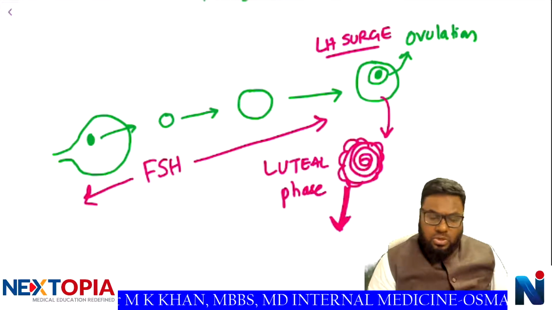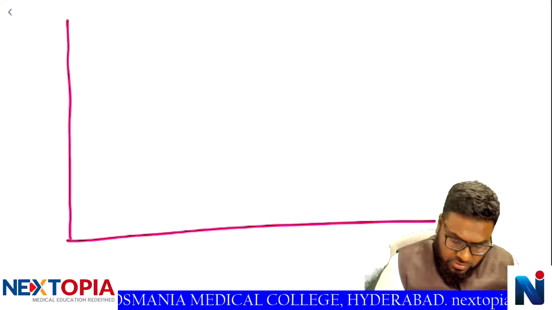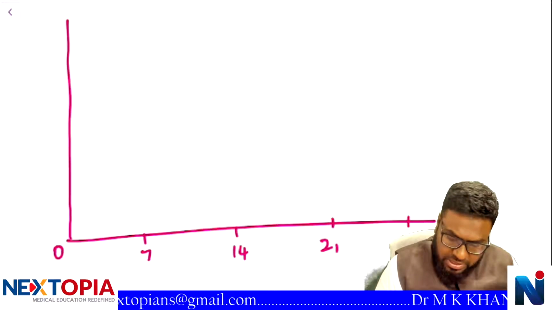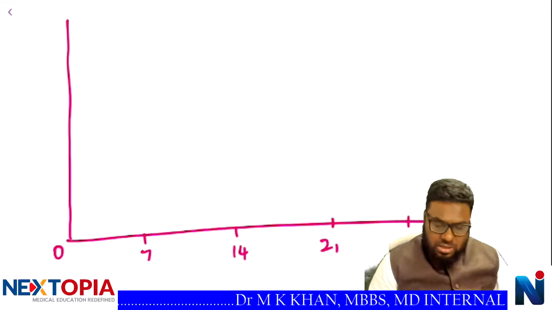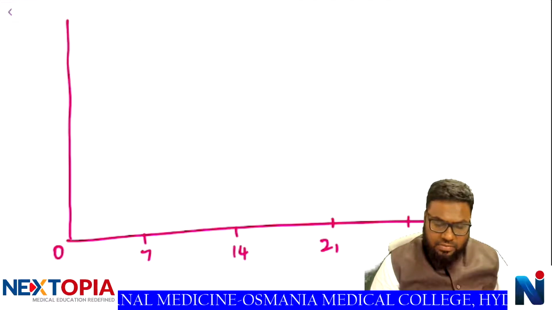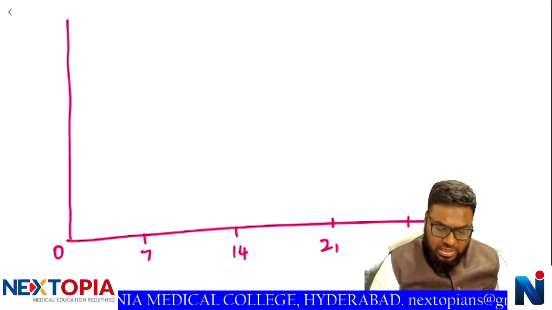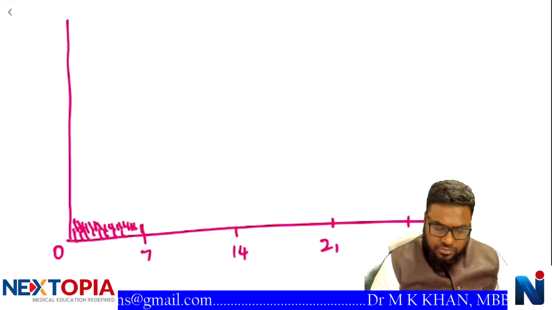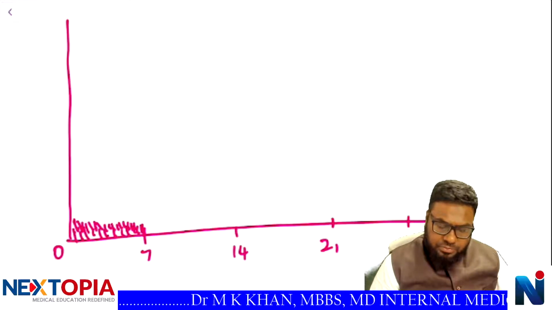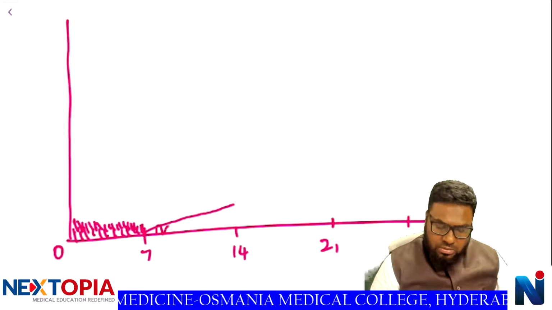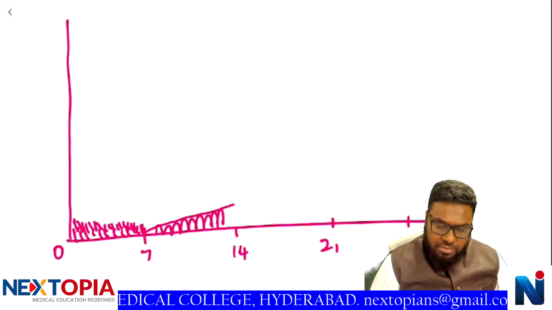LH surge. So if you draw a graph of days from 0 to 7 to 14 to 21 to 28, the initial phase of the cycle, up to 5 to 7 days, we call the menstrual phase. So here we have shedding of the epithelium. From day 7, slowly the endometrium starts growing.